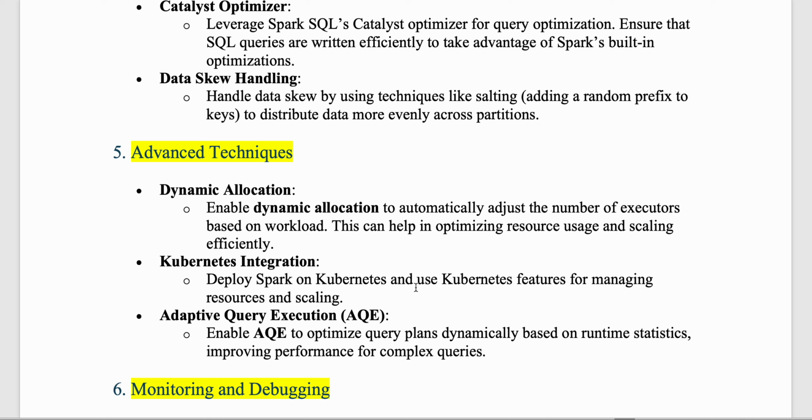So use Kubernetes integration for that. Then the third one, the most important, is adaptive query execution. You can enable AQE to optimize the query plan dynamically based on runtime statistics. This basically improves the performance of complex queries. If you have enabled AQE, it will optimize your job.